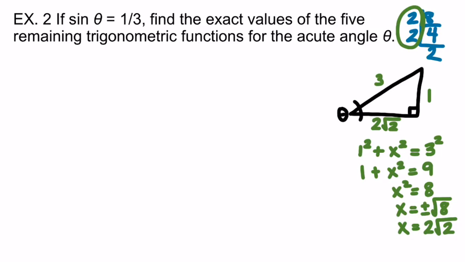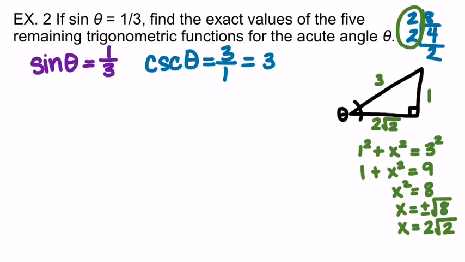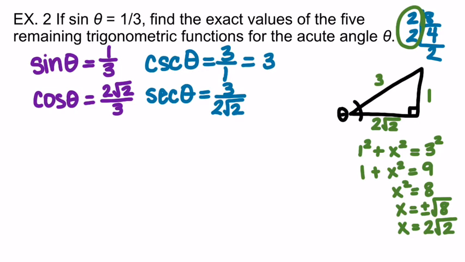Now that we have all sides of the triangle, I can write the ratios. So they told us that sine was 1/3, so that means that its reciprocal cosecant is 3 over 1, or 3. Cosine of the angle will be adjacent over hypotenuse, so that's going to be 2 square root of 2 over 3. The reciprocal of cosine is secant, so I flip that over, 3 over 2 square root of 2. Now, it is improper in math to leave a radical in the denominator, so to fix that, we multiply by the radical on the top and bottom and simplify. So this will become 3 square root of 2 over 4.